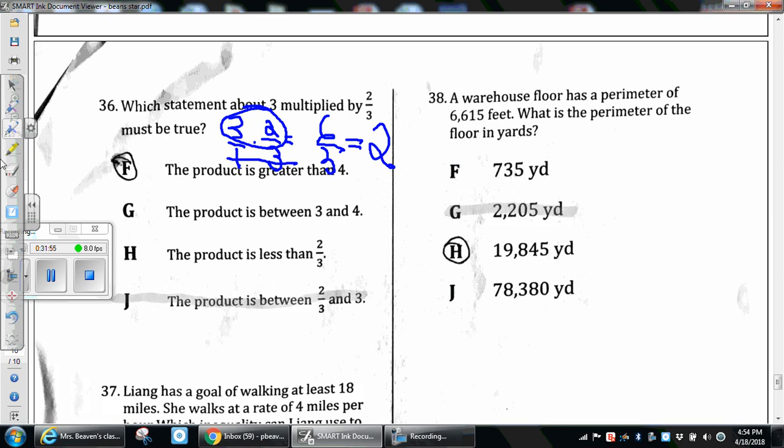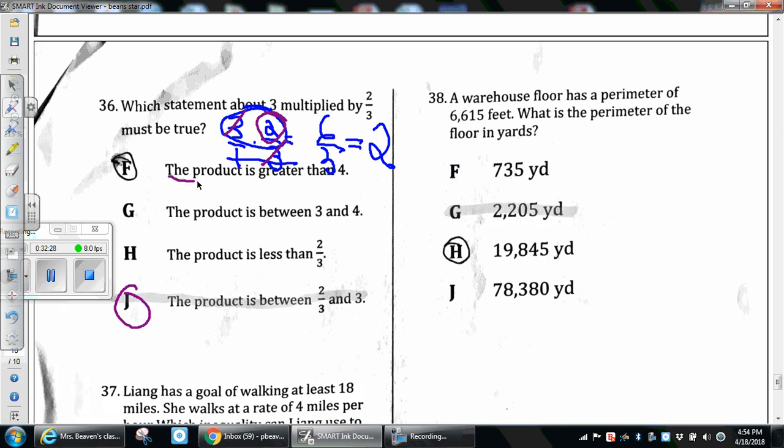Now, if I wanted to do it the quick way, but maybe you should wait to do this, you can cancel the 3's, and the answer is 2 over 1, just because we have 1 on top, 1 on the bottom. That's also a very good trick to help yourself when you're doing conversions. So let's see, the correct answer was J.